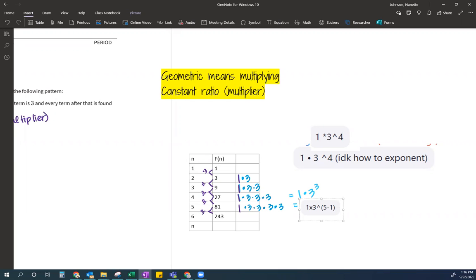Yeah, so let's see. People said, Ms. Johnson, the reason why they put 5 minus 1 is because the exponent, like you do one less to get that term. Exactly. So this person is saying, hey, Ms. Johnson, I know what you're going to ask next.